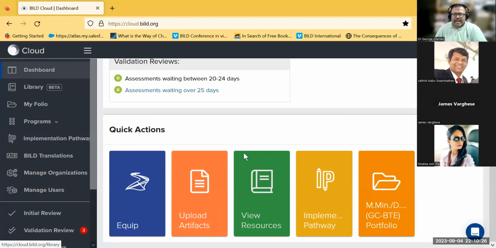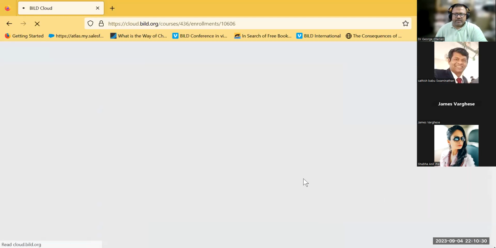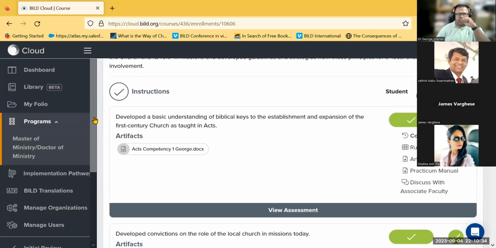If you open your Acts document, you will see the first one is: develop a basic understanding of the biblical keys to the establishment and expansion of the first century church, as taught in the book of Acts. Very simple. We did it, we uploaded it. We have this full picture of Acts. We know how the church grew and multiplied, and it is in connection with the Great Commission given by Jesus. So we saw the whole thing.